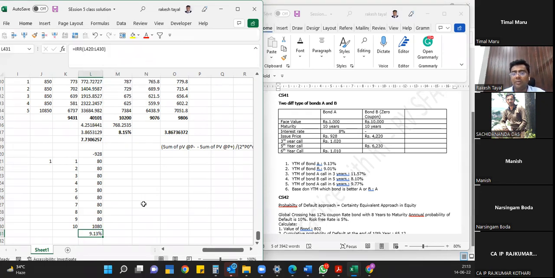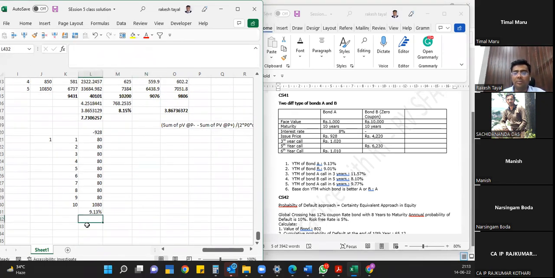9.30. Clear. Bond B: 10,000, sorry, bond B it is not divided because we don't have. The price is 4220. You will get nothing. In the zero coupon bond, you will get 10,000 rupees. IRR will be 9.01.